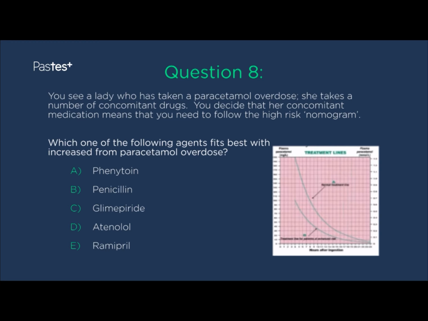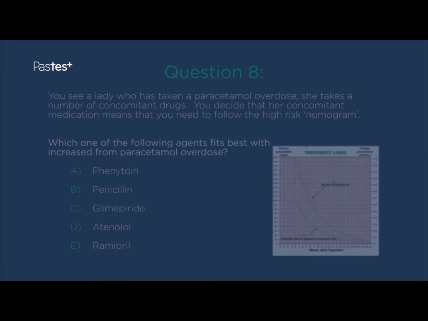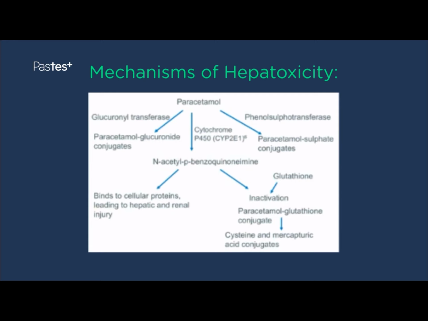And the correct answer here is phenytoin. To understand this, I'm going to go through the metabolism of paracetamol. So paracetamol undergoes phase 1 and phase 2 metabolism. In phase 1, it is processed by the cytochrome P450 enzymes. In particular, if you look at the slide, you will see CYP2E1.